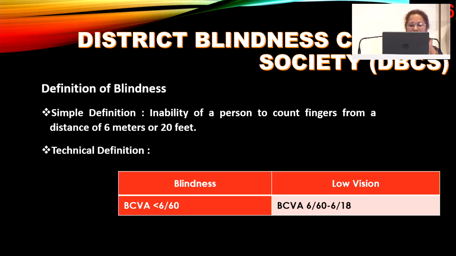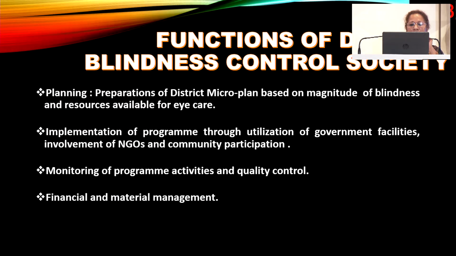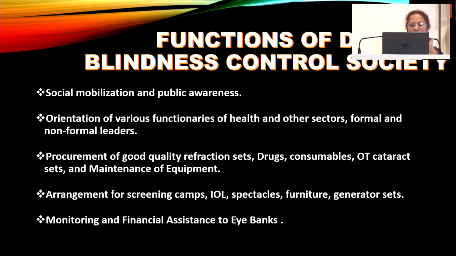Blindness is basically when the best corrected visual acuity is less than 6/60, and low vision is 6/60 to 6/18. The District Blindness Control Society helps in preparation of the district micro plan based on the magnitude of blindness and resources available for eye care. It monitors the program activities, quality control, and looks after the finances also. It increases social mobilization and public awareness, and it also helps in orientation of various functionaries of health, and other sectors are also involved in this.